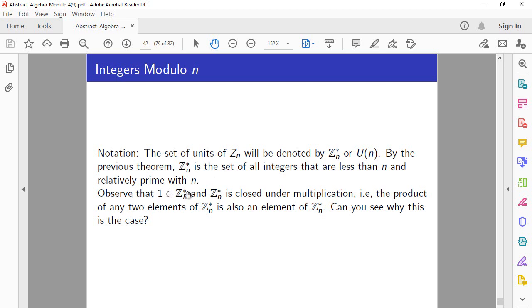And obviously 1 is always in Zn star because the multiplicative inverse of 1 is itself. And Zn star is closed under multiplication. That is, the product of any two elements of Zn star is also an element of Zn star. Now I'm not going to justify that. I would like you to figure that out on your own. So again, the claim here is that Zn star is closed under multiplication, which means that the product of any two elements of Zn star is also an element of Zn star.